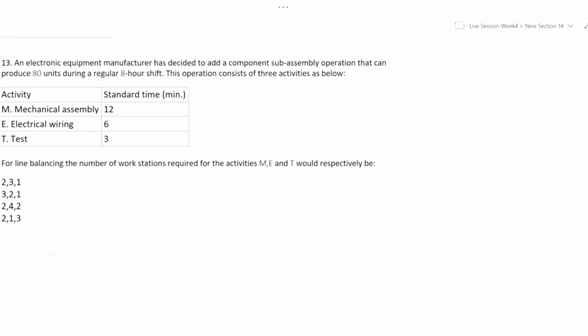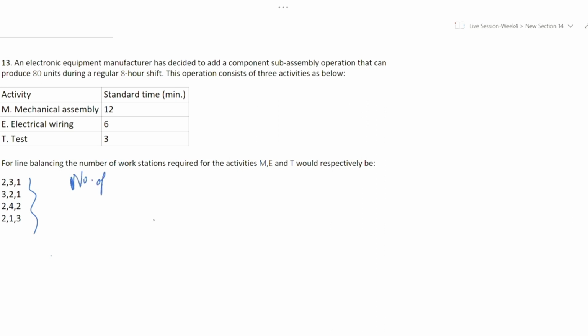An electric equipment manufacturer has decided to add a component subassembly operation that can produce 80 units during a regular 8-hour shift. This operation consists of three activities as follows: mechanical assembly, electrical wiring, test. For line assembling, the number of workstations required for the activities M, E, and T would be, respectively, which is the assembly. So here we are asked to find out the sequence of operations.